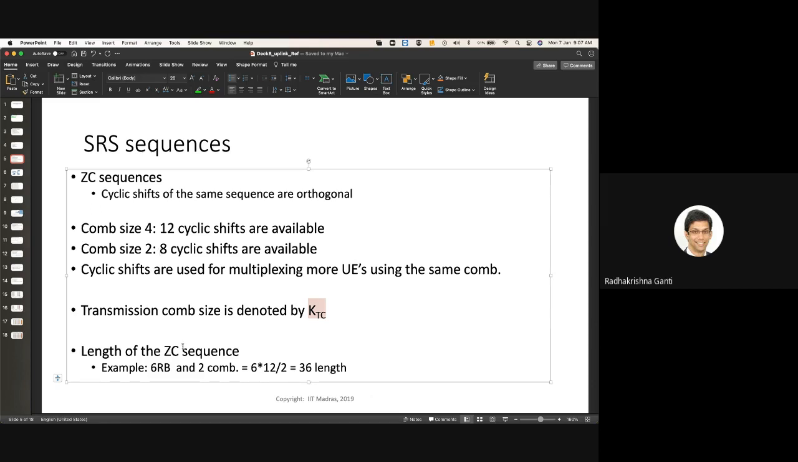So what is the length of the ZC sequence that you will choose? For example, you want the SRS to occupy 6 RBs, and you have 2 comb. So you have 6 times 12 REs, and density half, so it's a 36 length sequence you have to choose. Okay. Is this clear up to this point? And then we'll now start the things that we didn't cover till now. Any other questions till now?